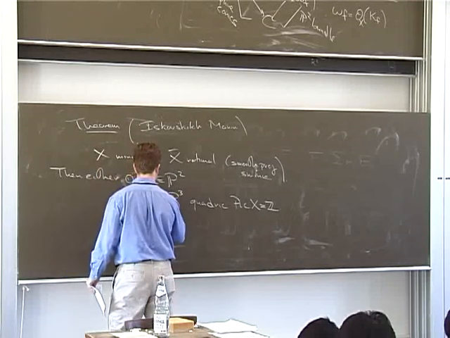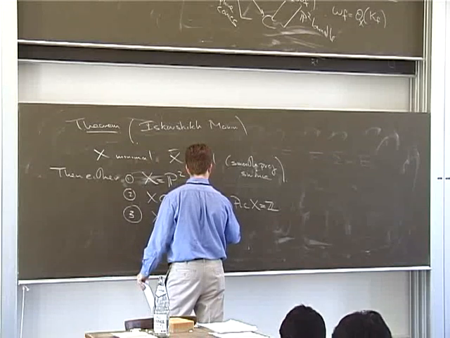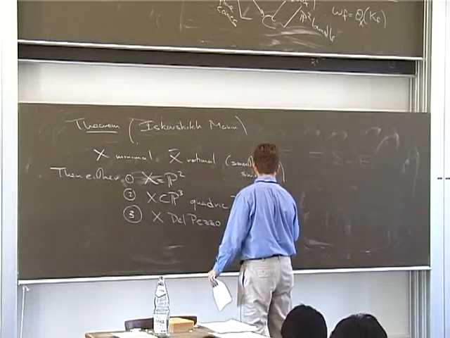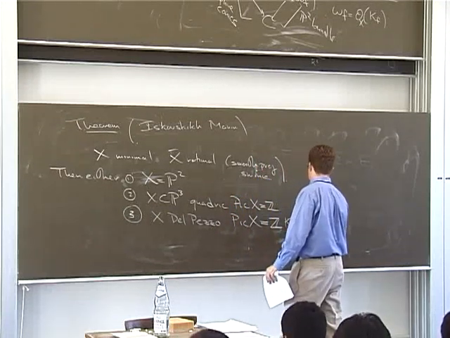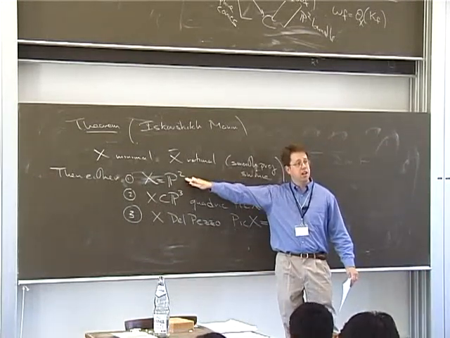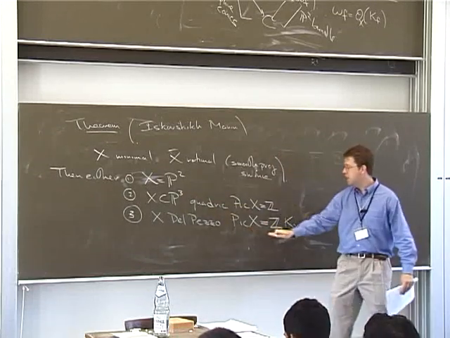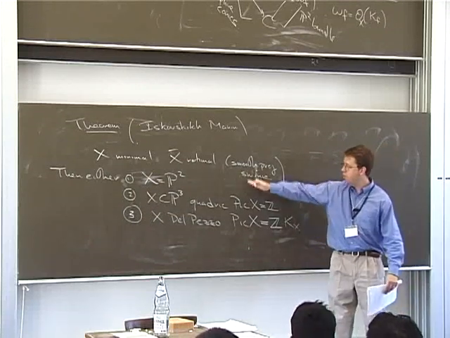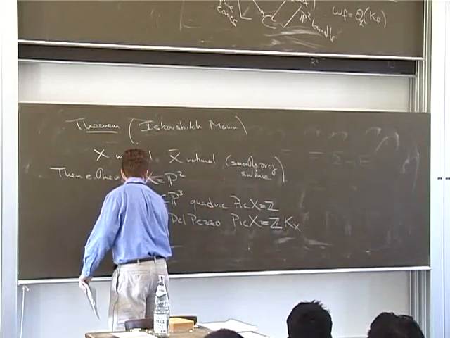Or X is a del Pezzo surface with the Picard group of X generated by the canonical class. Notice that this excludes this, right? Because here the Picard group of X is not generated by the canonical class. This, however, does include a Brauer-Severi surface. So these cases are actually carefully constructed.